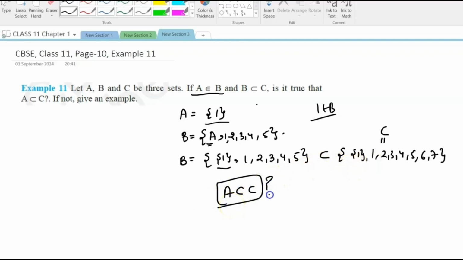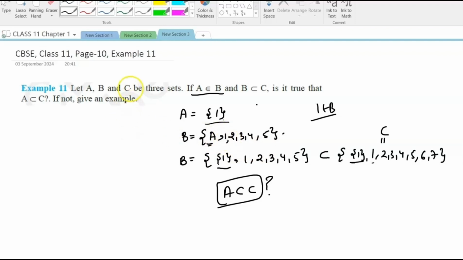So, A will be a subset of C. When will this happen? If 1 belongs to A, then 1 should also belong to C, but not this one, right? So, as I told you earlier, it does not matter if you put your 1 here or not.